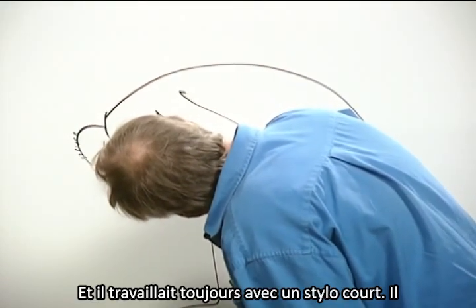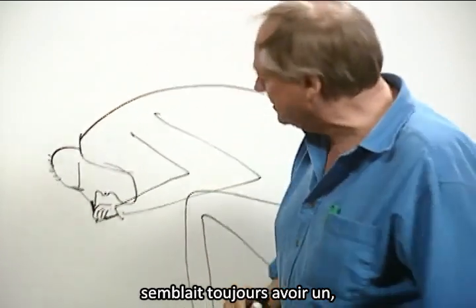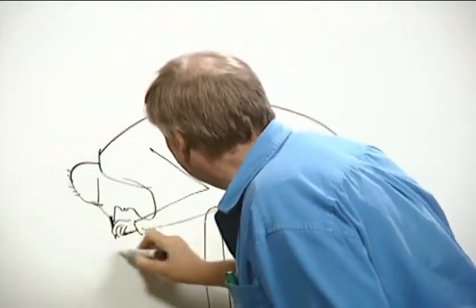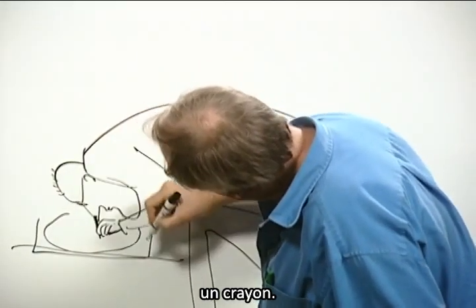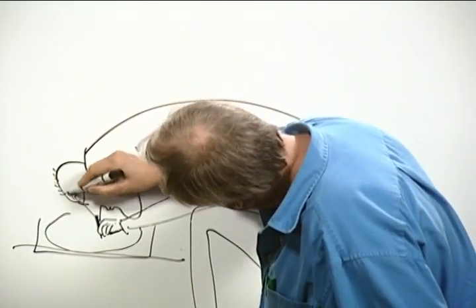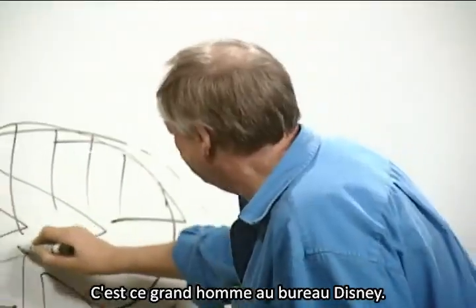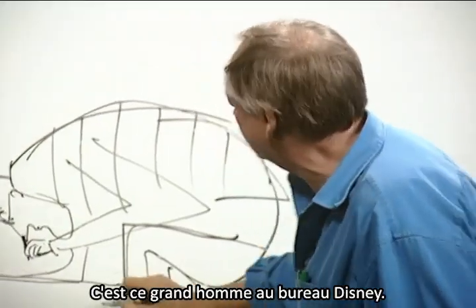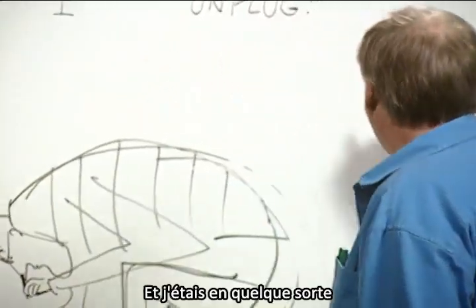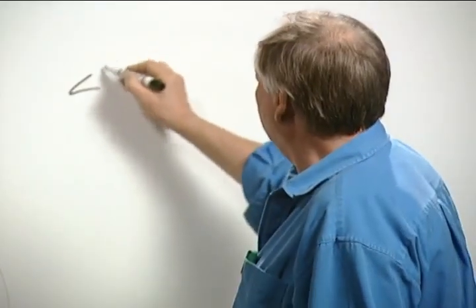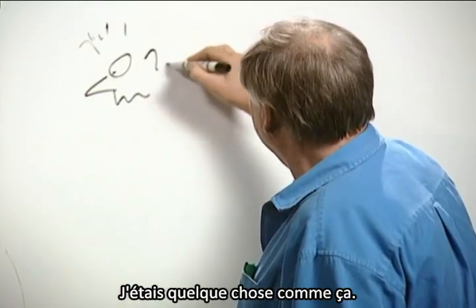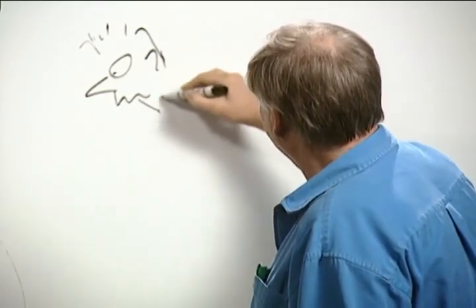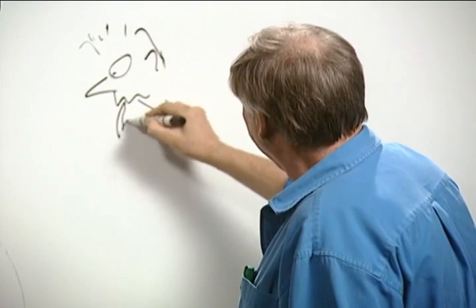And he always worked with short pencils. He seemed to always have a pencil. That's him. He's this big, tall guy at the Disney desk. And I was sort of thinner. I was something like this. Excuse me.